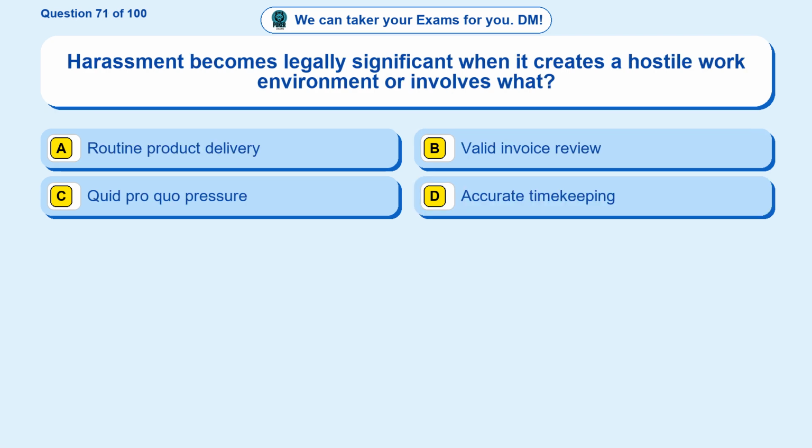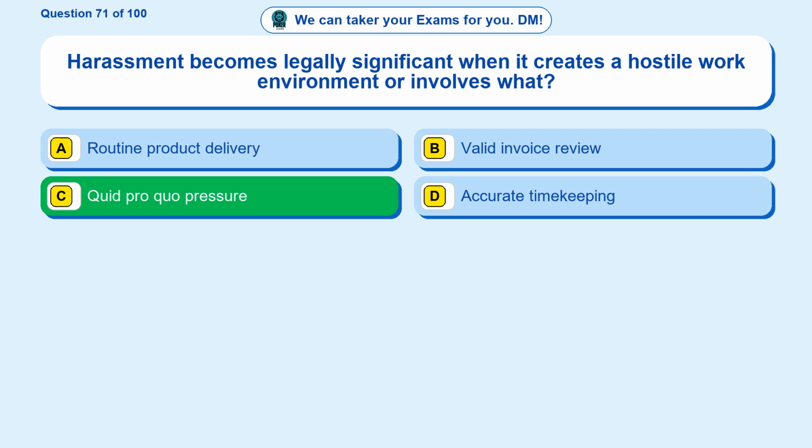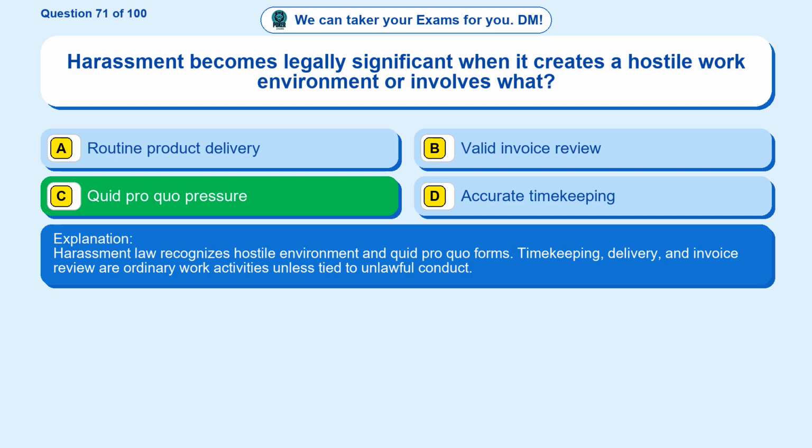Question 71. Harassment becomes legally significant when it creates a hostile work environment or involves what? Option A, routine product delivery. Option B, valid invoice review. Option C, quid pro quo pressure. Option D, accurate timekeeping. The correct answer is option C, quid pro quo pressure. Harassment law recognizes hostile environment and quid pro quo forms. Timekeeping, delivery, and invoice review are ordinary work activities unless tied to unlawful conduct.